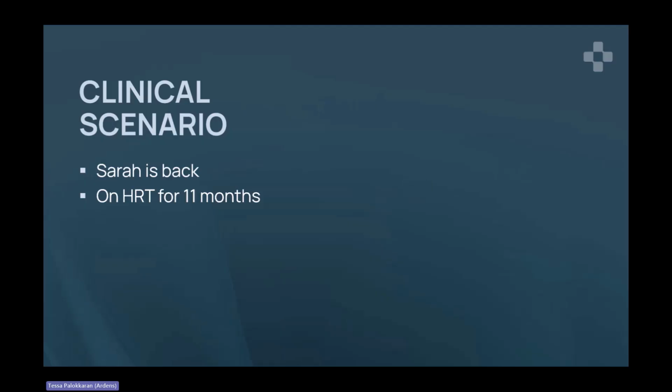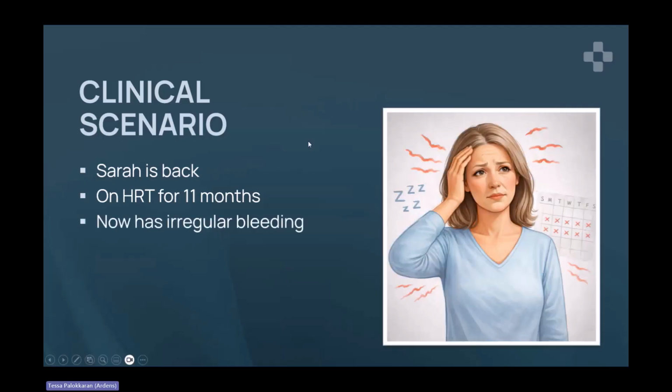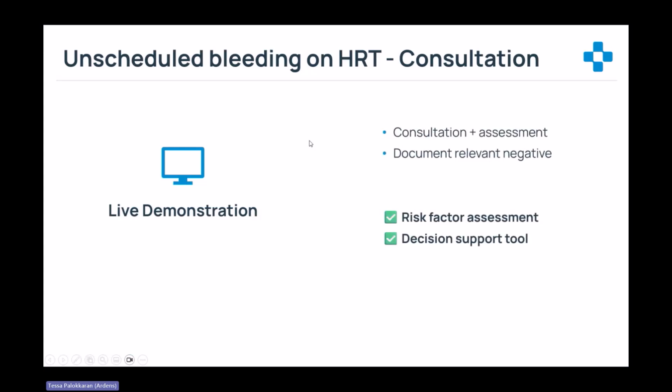So I've sent Sarah off, she's on her HRT, she's relatively happy with it, but she's come back at 11 months and she's now got irregular bleeding. And I'm often faced with this scenario in practice and I think, oh, I'm not really sure what I should do. Should I refer them? Should I send them for an endometrial assessment? Should I send them on a fast track assessment? Or should I send them for a scan?